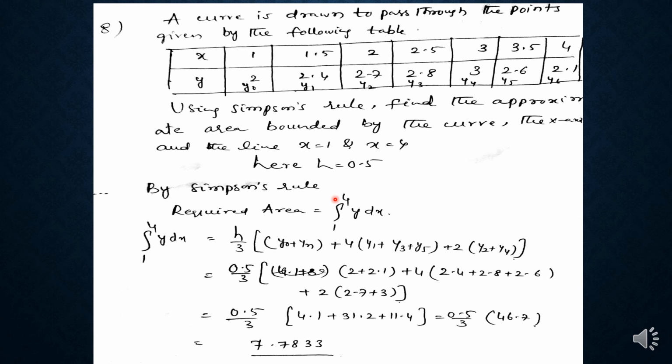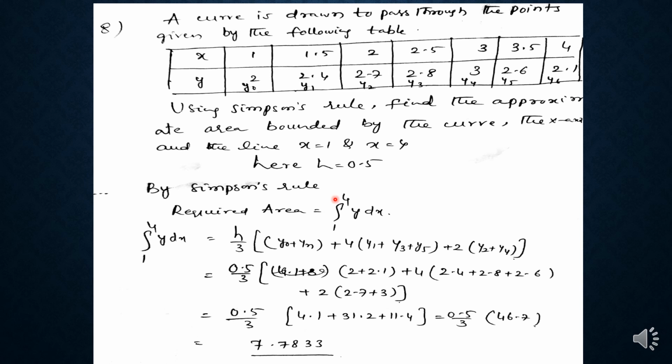What is the trapezoidal rule? What is the formula for the trapezoidal rule? The integral from a to b of f of x dx is equal to h by 2 into the sum of the first and last ordinates plus 2 into the sum of the remaining ordinates. So this is known as the trapezoidal rule.